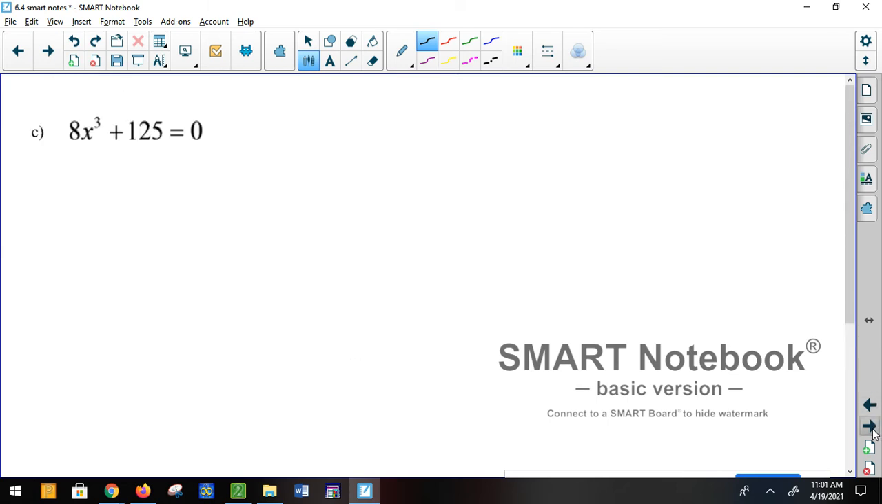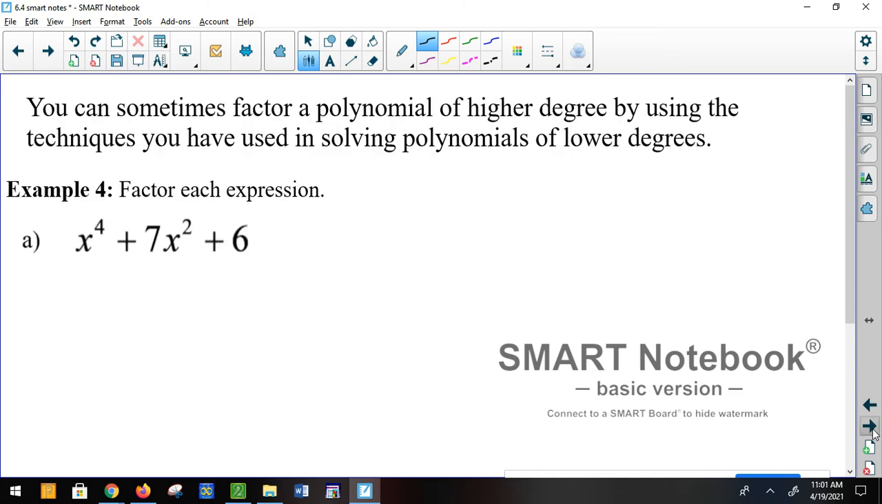And again, we'll leave part C here for you to try on your own. Second part we're going to look at here is a way to factor that is like factoring a quadratic. It's just with polynomials that are higher degree.